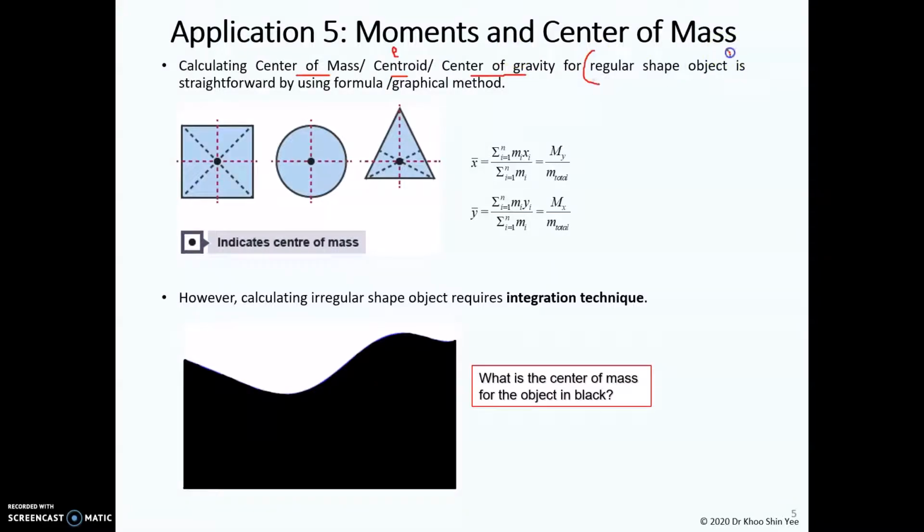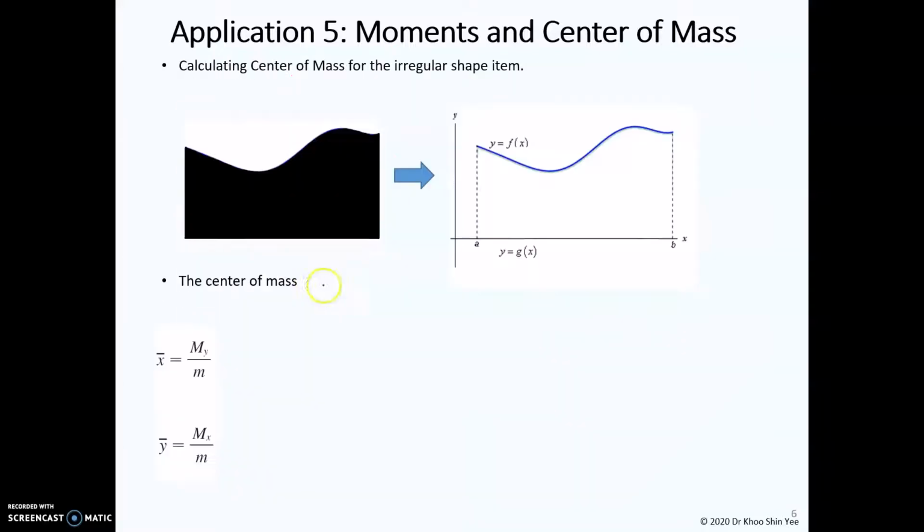For a regular shaped object, we can find the center of mass easily by using either the formula or graphical method here. If you want to find the center of mass for irregular shaped object like this one in black color, in this case it requires some integration technique. To find the center of mass for this black object, first of all you need to define the y function here. So let y equal to f(x) function here.